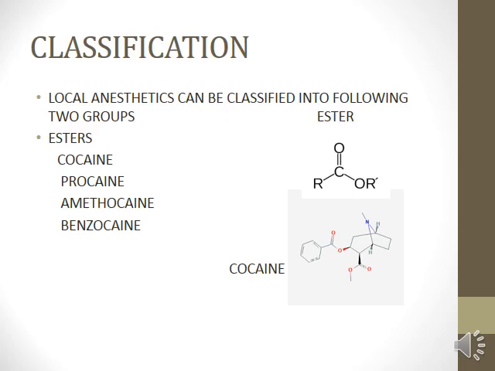This means that cocaine has the basic ester structure within its structural composition. Therefore, cocaine comes under the heading of esters. This was about the esters, and now we will move to the next slide to study the amides.